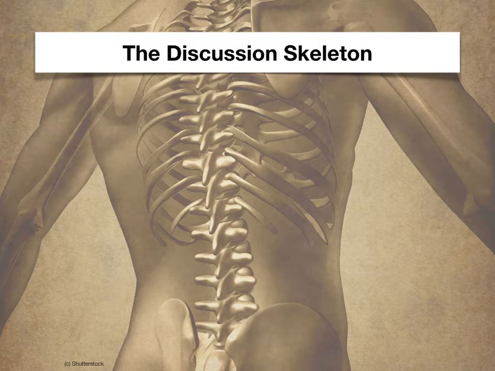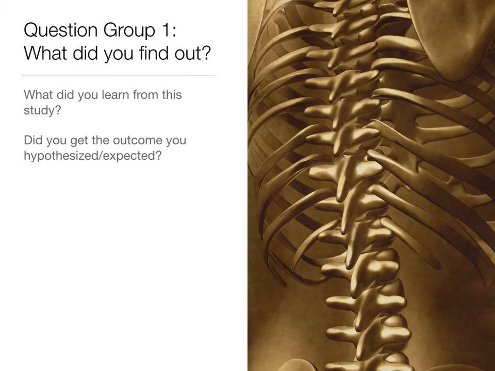In creating the skeleton or framework for your discussion, there are groups of questions that you can ask and answer to help you cover the important parts. Question group 1 could be called the "What did you find out" group. What were your important results and were your hypotheses supported by your data?